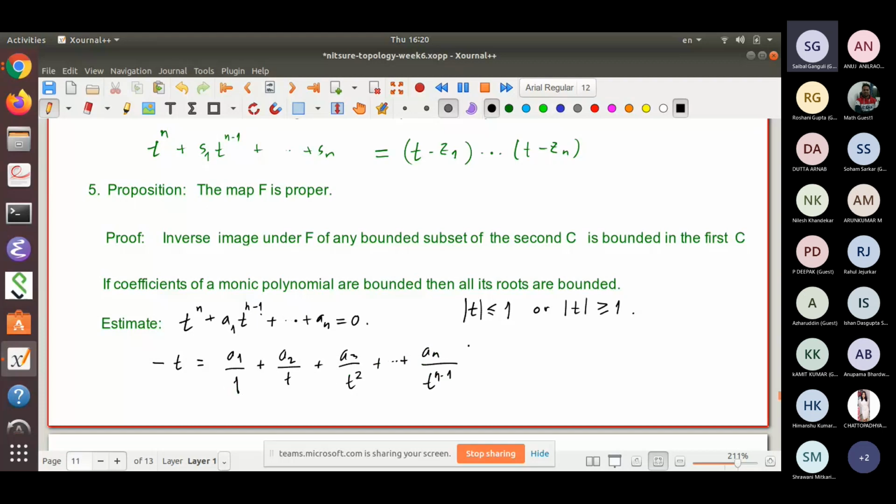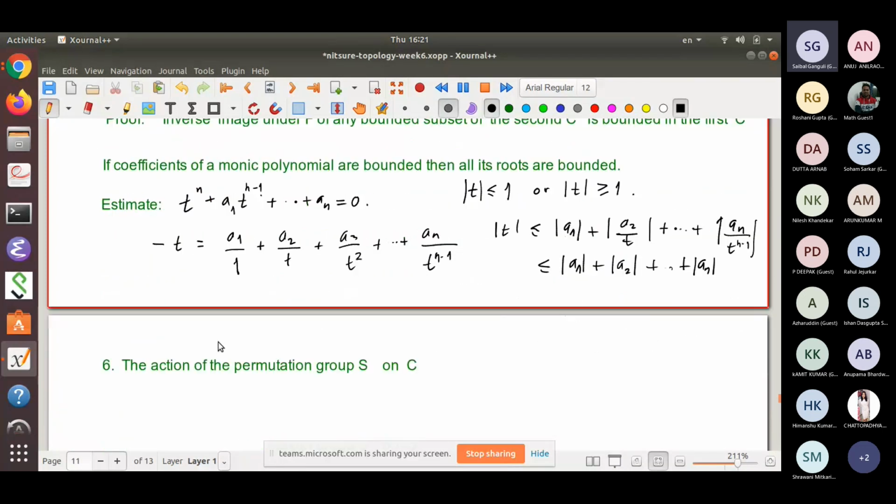So far you guys agree with me? That shows that |t|, taking mod of both sides, is less than or equal to |a1| plus |a2| upon t plus ... plus |an| upon t to the power n minus 1. But I know |t| is greater than or equal to 1. So this is less than or equal to |a1| plus |a2| plus ... plus |an|. And so the estimate that I arrived at is, therefore, |t| is less than or equal to the maximum of 1 and |a1| plus ... plus |an|. Yeah, because in case it was already less than 1, I am through. If it is greater than or equal to 1, I do the rest of this.